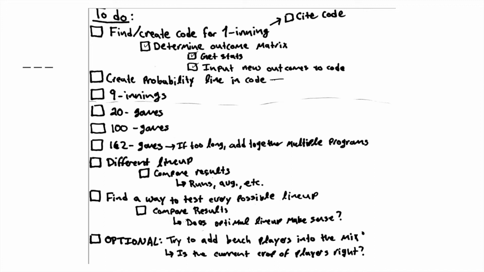Once I get it to 9 innings, it's about scaling it to a whole season, which will be a little bit tougher, as MATLAB will probably take a while to run all those loops and if statements. But then I need to look at different lineups and how to compare the results, and finally I need to find a way to test every possible lineup, which could become a big issue. There are a lot of possible combinations, especially when, optionally at the end, I try to add some bench players into the mix. So we'll see how it goes.